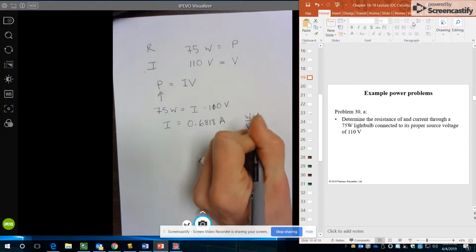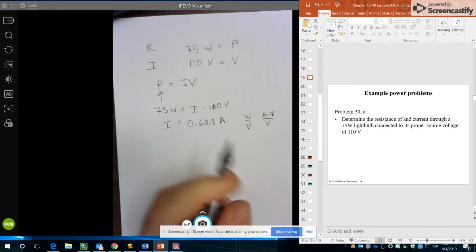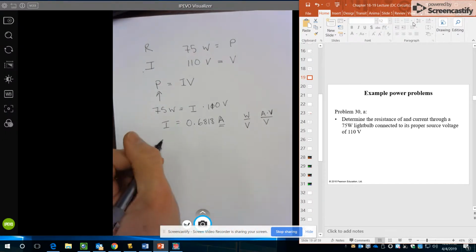And as a check of our units, we have watts divided by volts. A watt is a current times volts, and then we're dividing by volts. So we are left with units of amps. So then we want to know what is the resistance of this light bulb.